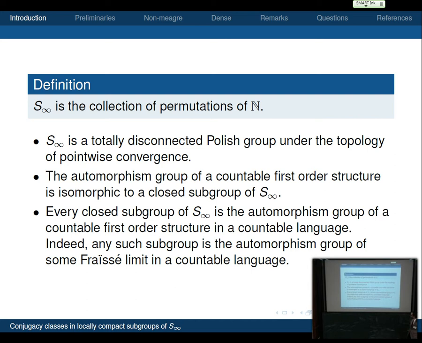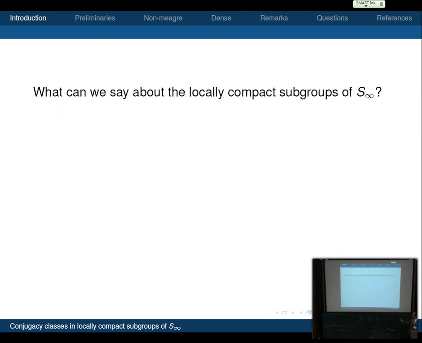Indeed, something a bit stronger is true. They are automorphism groups of some Fraïssé limit in a countable language. And so this is maybe the connection to homogeneous structures. So there are plenty of locally compact subgroups in S infinity, which don't always get a lot of attention in descriptive set theory. But what can we say about them?